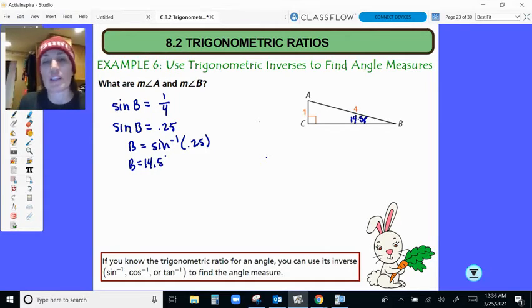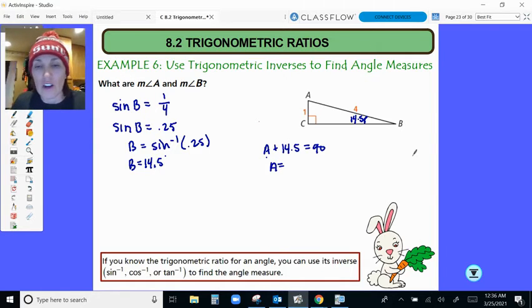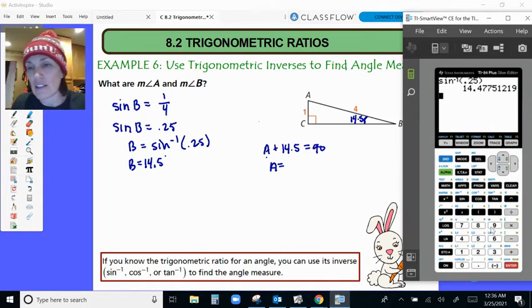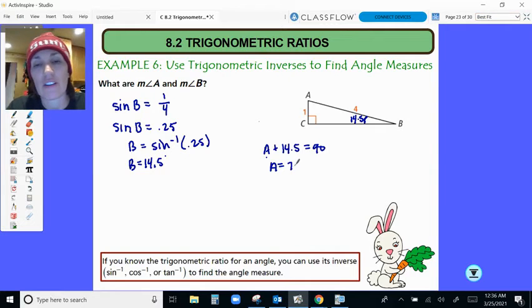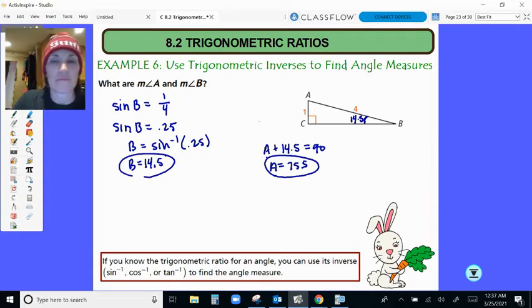We know that A and B must equal 90 degrees, right? So angle A plus 14.5 has got to be equal to 90 degrees. So if I just subtract 14.5 from each side, 90 minus 14.5, you should end up with 75.5. So 75.5 for my angle A. So there's my angle A, there's my angle B.